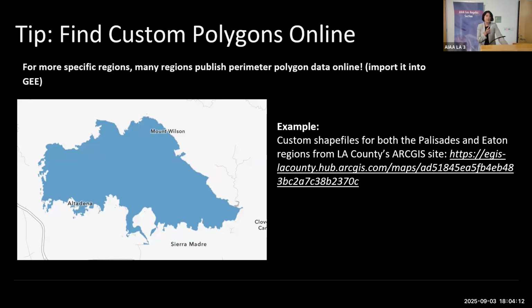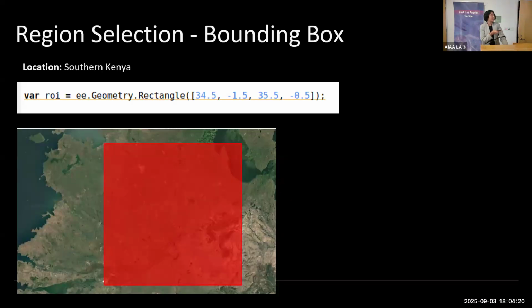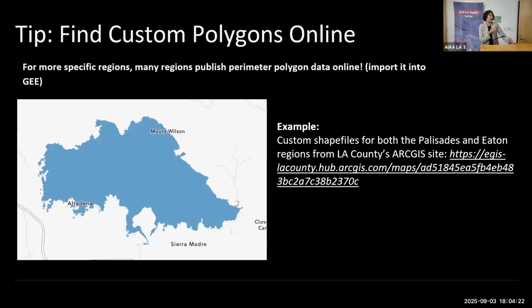One tip when you're doing this is finding custom polygons online. So if you don't want something as simple as a square, you want something more elaborate, like a specific region. This is for a project I did which analyzed the Palisades and the Eaton fires over Los Angeles earlier this year. I was able to download that custom shapefile from LA County's ArcGIS website, and there are a lot of public organizations out there that provide shapefiles which you can implement into your Earth observation pipeline.